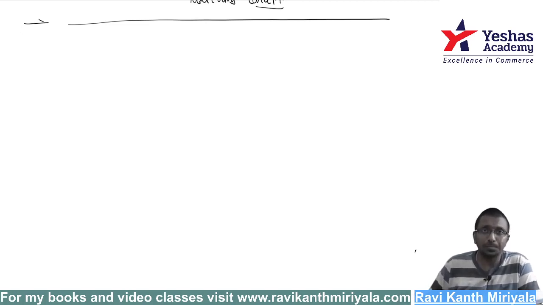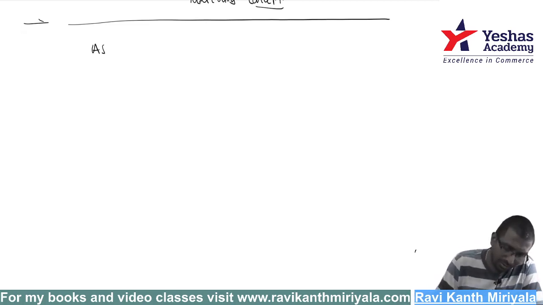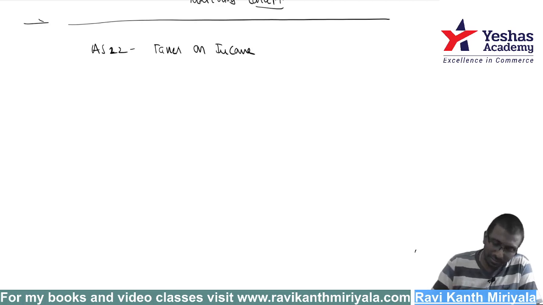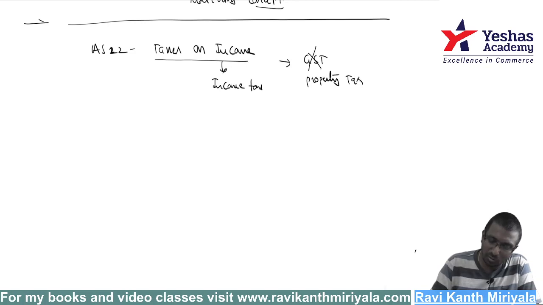Let us get into the subject, that is accounting standard 22, taxes on income. The point is very clear here. Taxes on income means it is related to income tax, that's it. This is not applicable to GST. The GST is taxed on the sales, not on the income. That's why this is not applicable to GST related issues. Only income taxes are applicable.